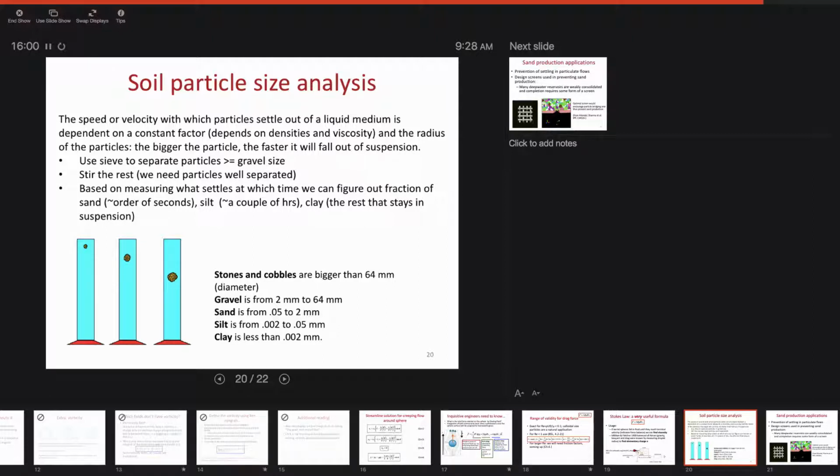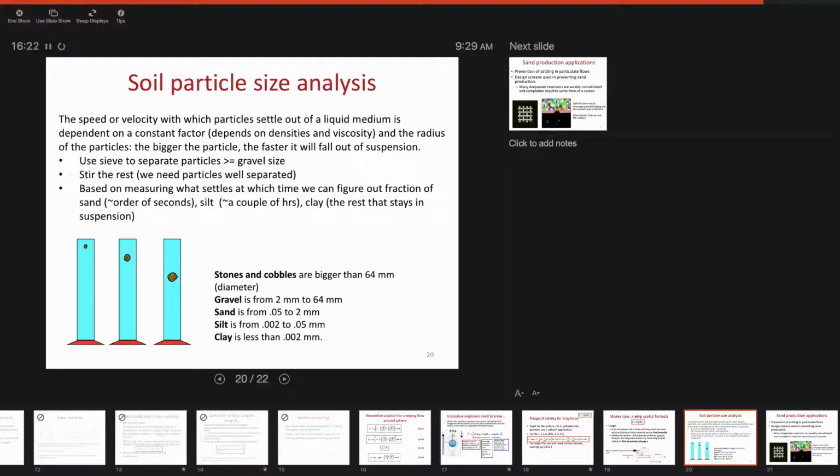So you can figure out the fraction of the sand. So sand will settle on the order of seconds. Silt will take a couple of hours. Clay might be good luck waiting. Okay, because the particles are very small, so at some point that buoyant force is enough to actually keep them suspended.